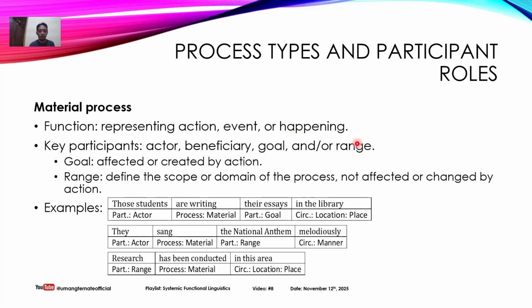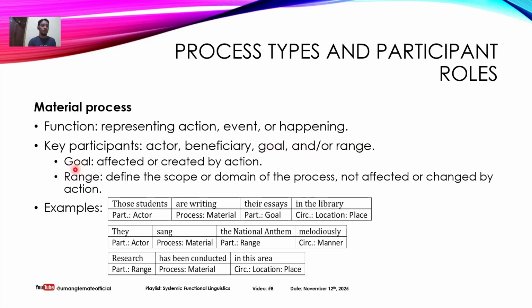they are almost similar, but actually they are different. In traditional grammar, goal or range may be considered as object, but SFL looks at the object of the verb in more detail. So, what are the differences?